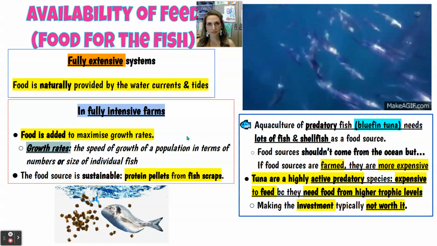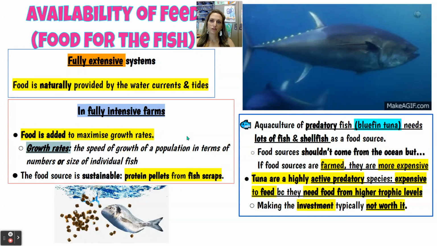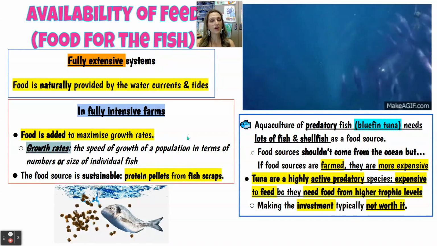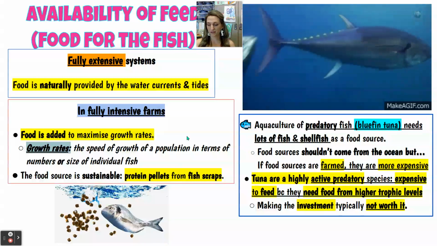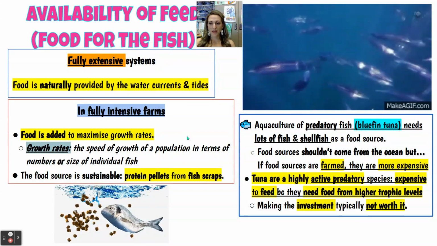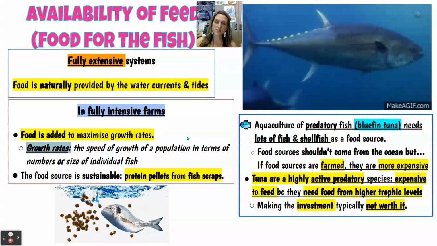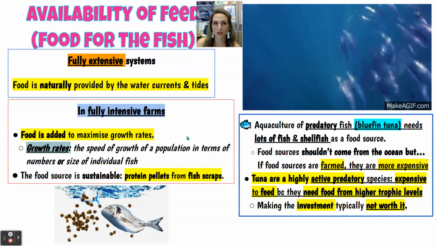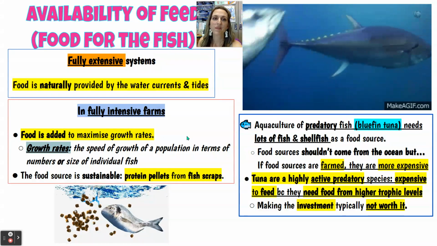Rate is always a speed, an amount of something over time. So the speed of growth of a population in terms of its numbers, so the amount of fish that you have or the individual sizes that you have. And the food source needs to be sustainable. So protein pellets from fish scraps is most sustainable, not taking food out of the ocean to feed farm fish.